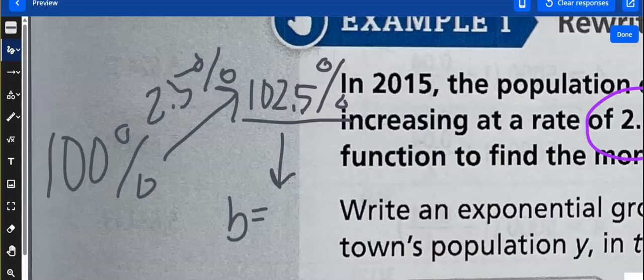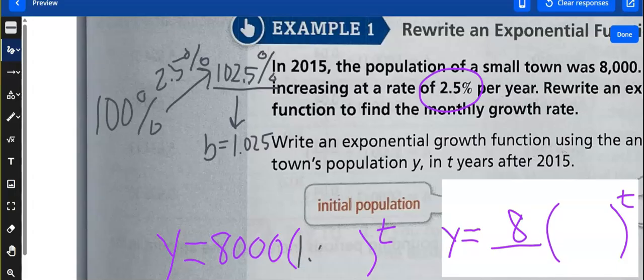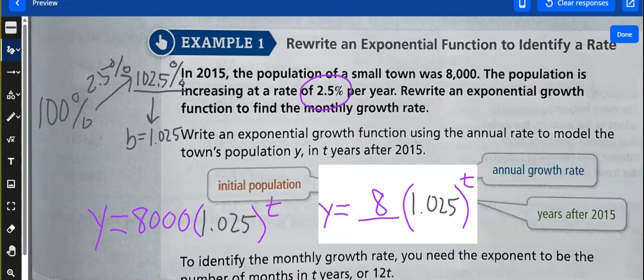Please convert the 102.5% into a B value. What would it be? 1.025. Thank you very much. That's what I need to be using in those parentheses for B. Whether I use this one or this one, 1.025, it does not matter. Now, T represents the number of years after 2015.